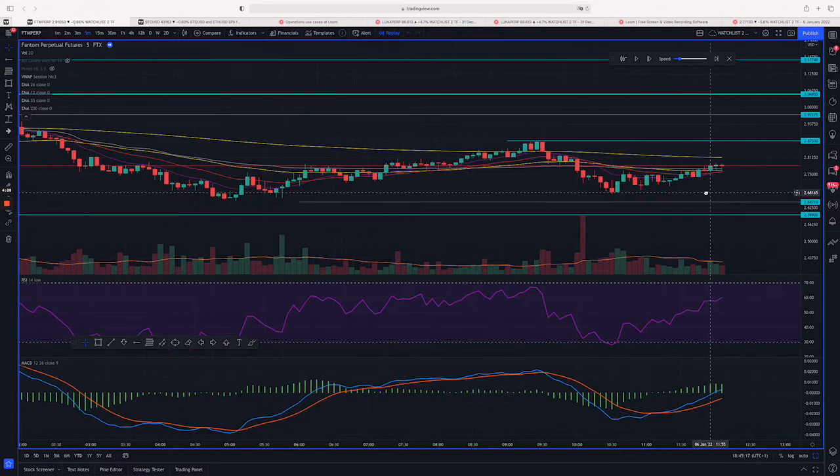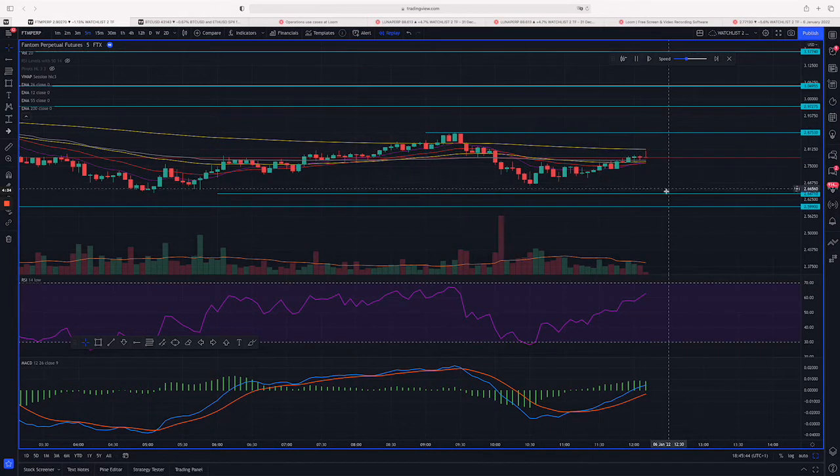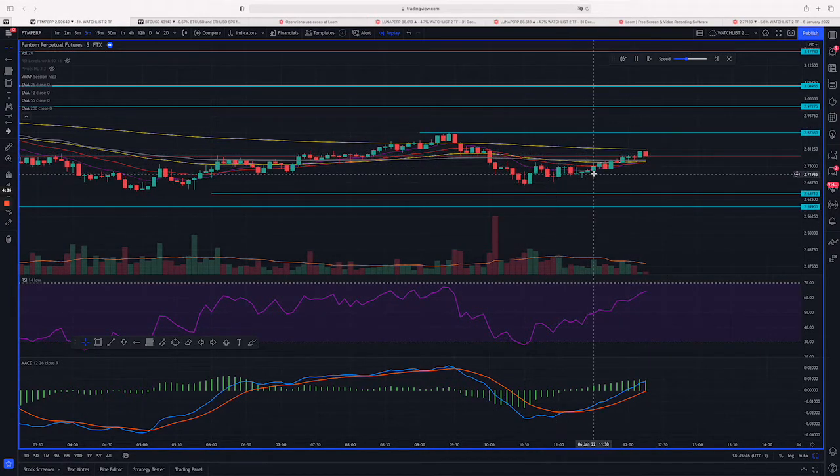Starting here. So this here would have been the ideal entry, but I was not at the computer. We even had a 5-minute equilibrium here that you could have used as a beautiful entry, but I was not at the computer. When I got to the computer, it was a little bit later. So we're going to watch the charts as it unfolds. 5-minute EQ broke bullish.